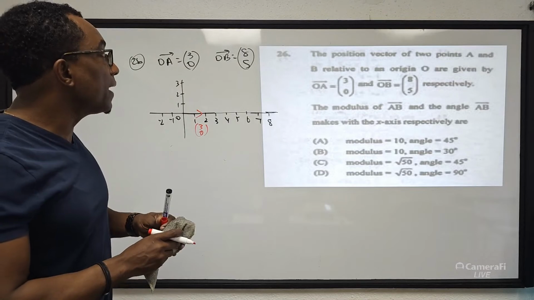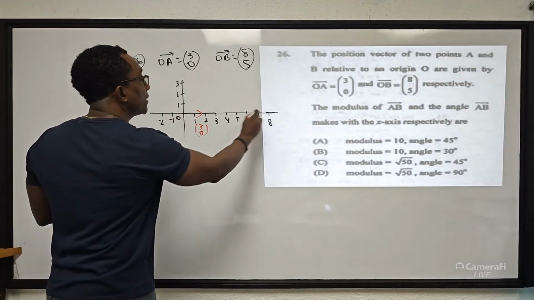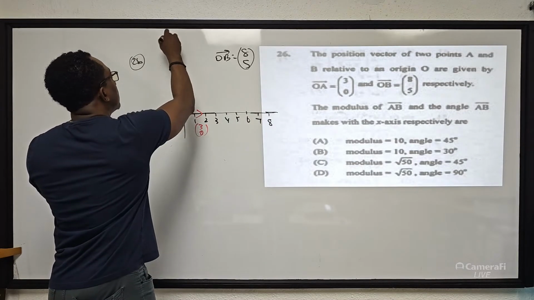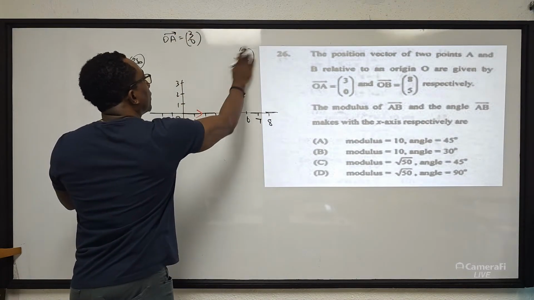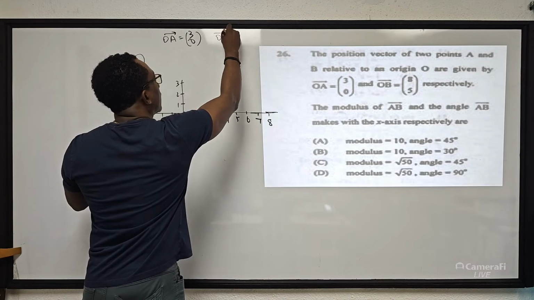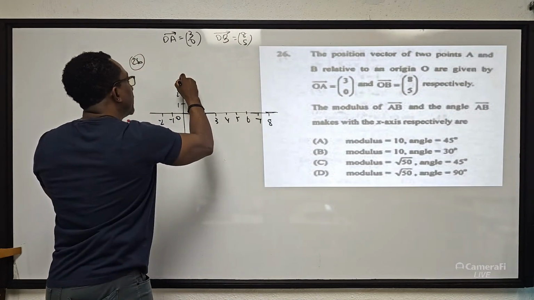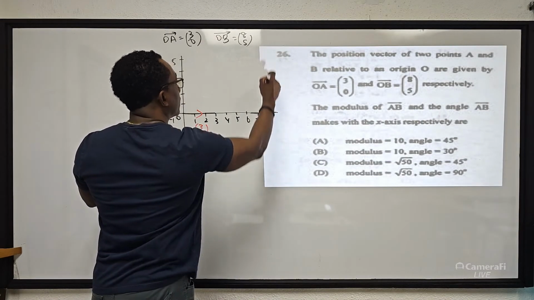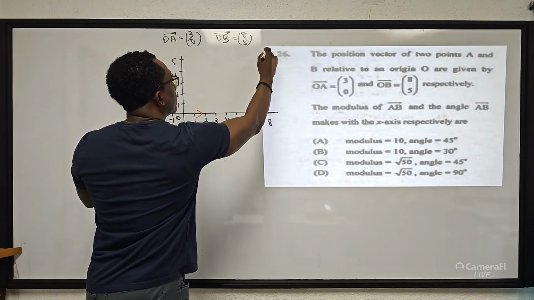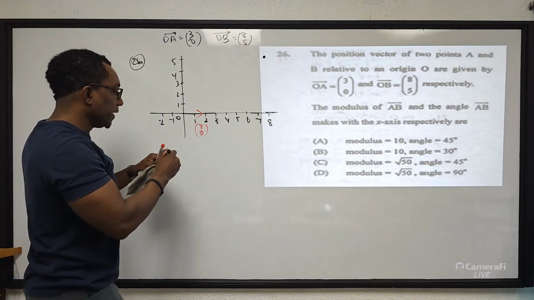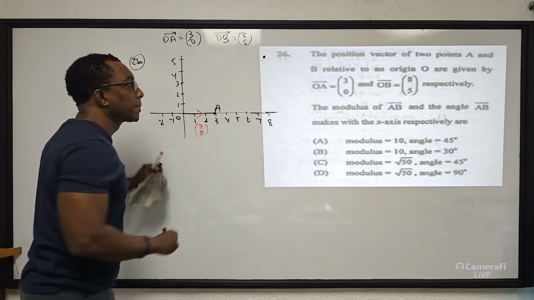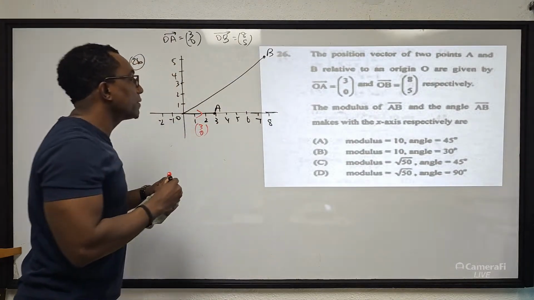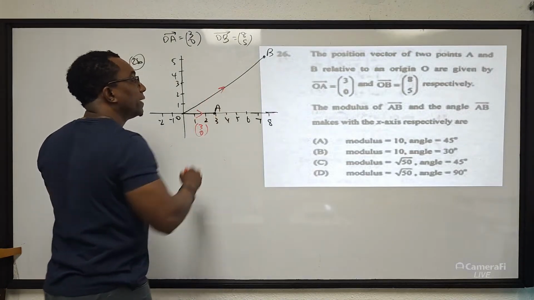And OB is what? 8, 5. What 8, 5 means? It means you're moving 8 across and 5 up. So this is 3, 4, 5, right? So we have 3, 4, 5. So you're moving 8 across and 5 upwards. Right? 1, 2, 3 up here. So this is OA. This is A. And this is OB. Alright, that's a vector OA, vector OB, moving in that direction.